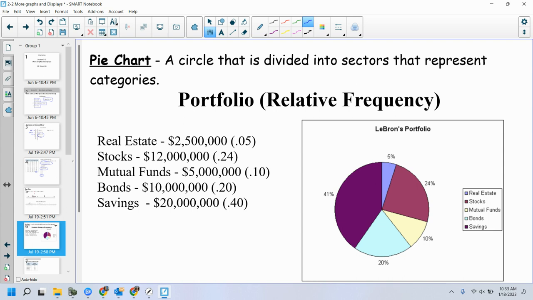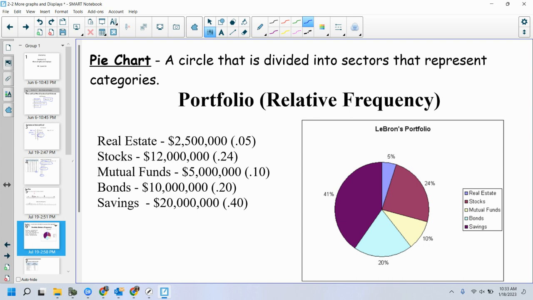Looks like most of his money's in stocks. 41% of his money in stocks. $12 million in stocks, $5 million in mutual funds, $10 million in bonds, and $20 million in savings. And we can see that cut up here. Oh, savings. Oh man, I'm colorblind. That's why. That's savings. Okay. So stocks, it's only 25%. But you can see basically where things are spread out, how things relate to one another.